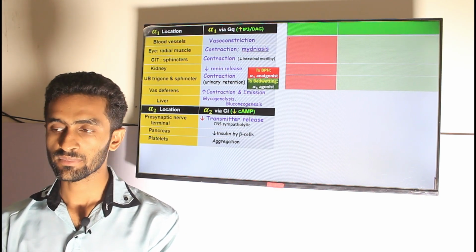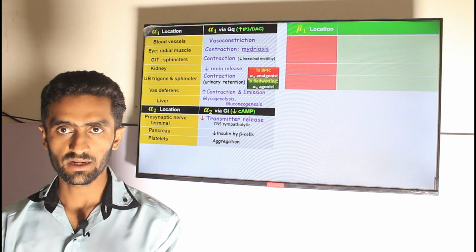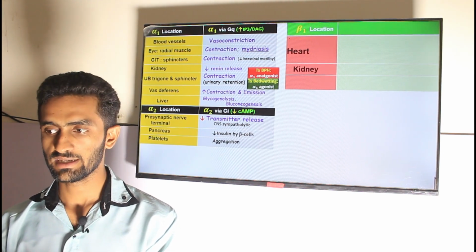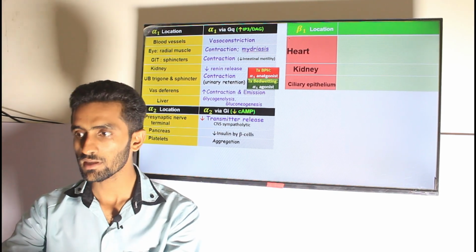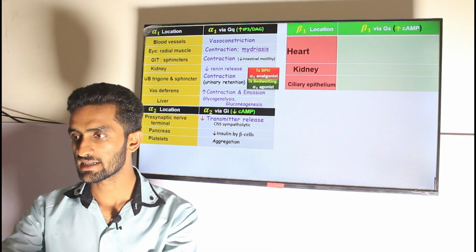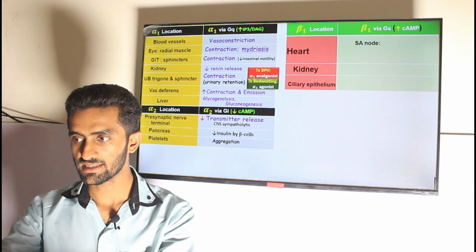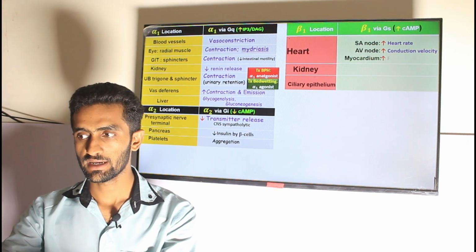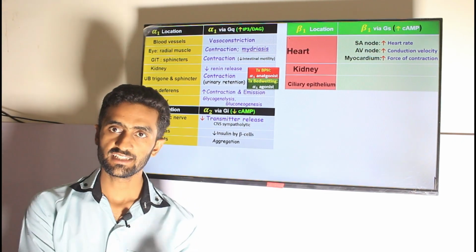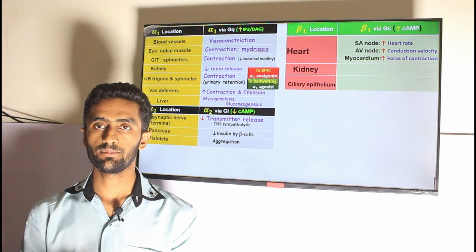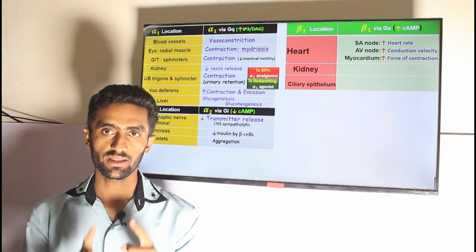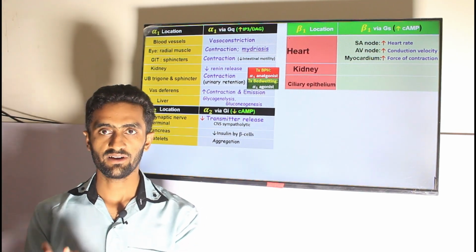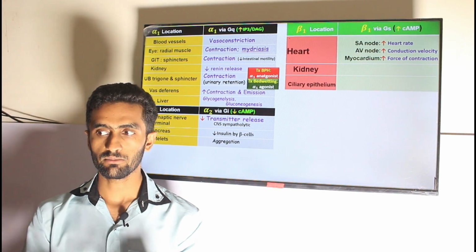Now let's look at the beta receptor. All beta receptors are Gs coupled. Beta 1 location: number 1 is the heart, number 2 kidney, and the ciliary epithelium. Heart, Gs system increases cyclic AMP, meaning they increase heart activity. At the SA node, increase heart rate; at the AV node, increase conduction velocity; at the myocardium, increase the force of contraction. This is the difference between the parasympathetic and the sympathetic. Parasympathetic has no effect on the myocardium, so it never decreases the force of contraction of the heart, while the sympathetic has three: SA node, AV node, myocardium.